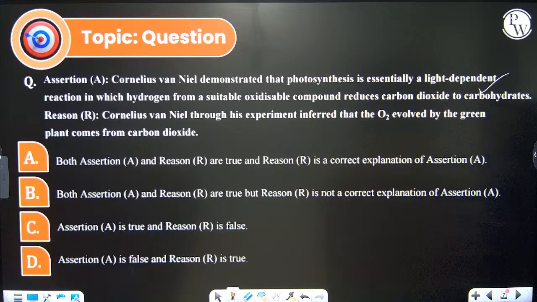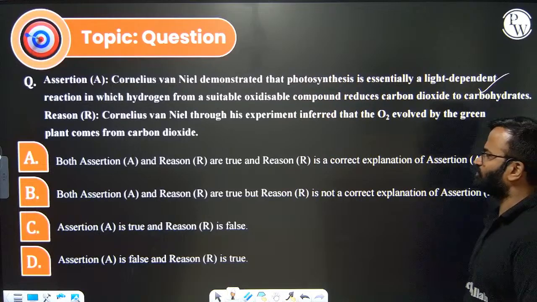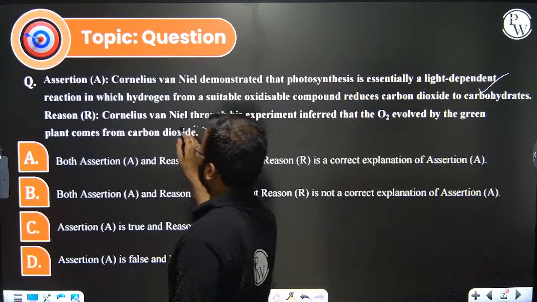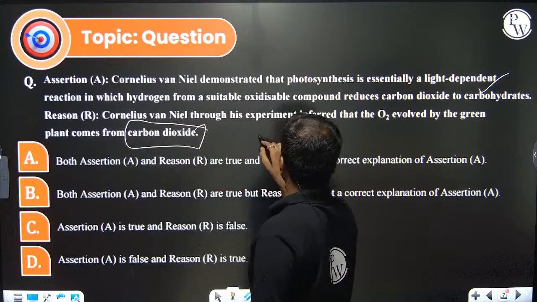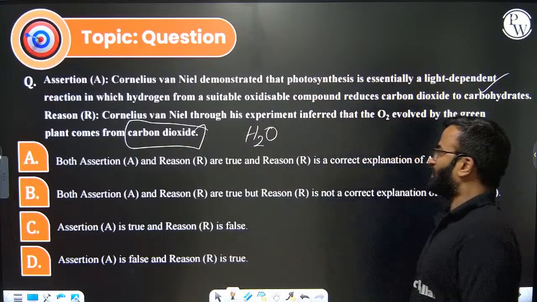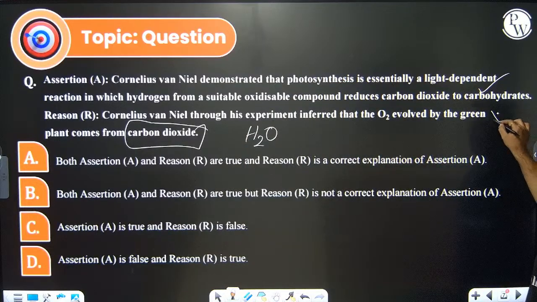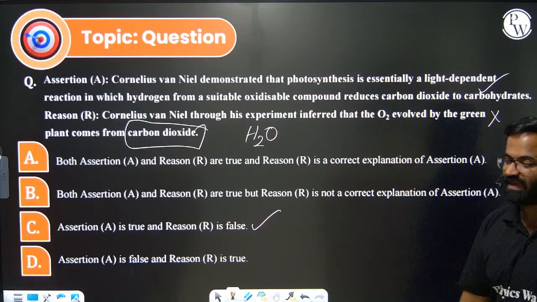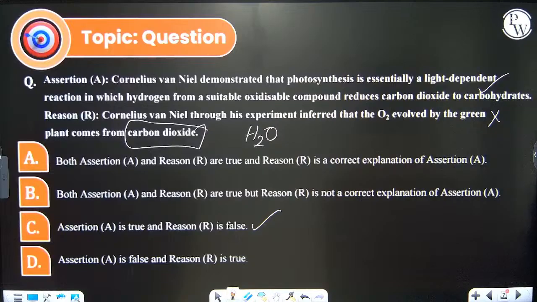Yes, Cornelis van Niel through his experiment inferred that oxygen evolved by the green plants comes from carbon dioxide. Okay, nope, it comes from water, not from carbon dioxide. So this is wrong as a statement. So our answer would be C. Chalo. Let's go for the next question.